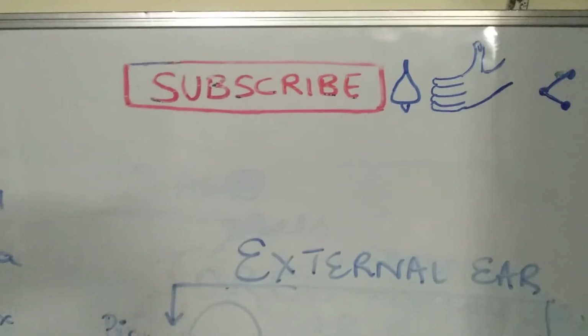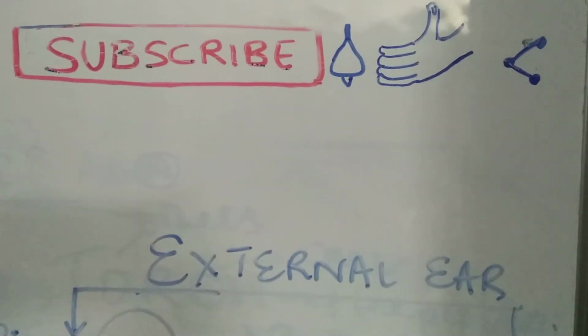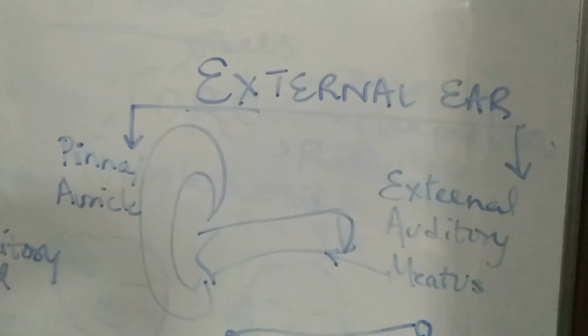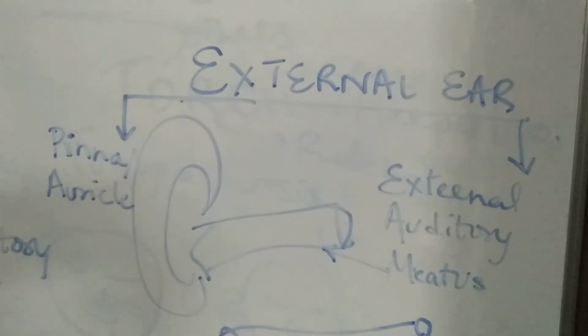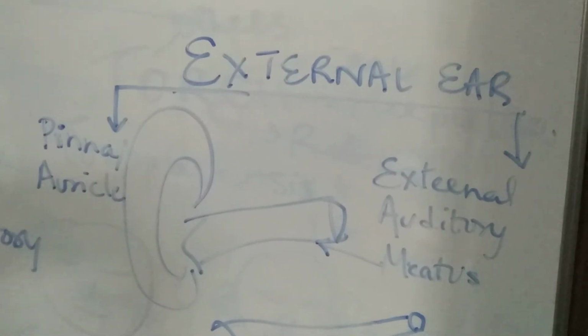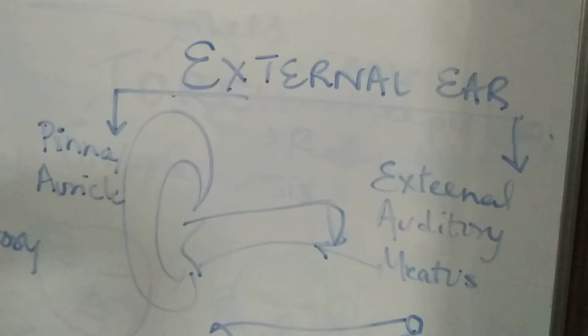So this Pinna or the Auricle is a part of the external ear. The external ear is basically divided into two parts. The outer visible portion of the ear is called the pinna or the auricle, and the inner tubular portion is called the external auditory canal or the external auditory meatus.